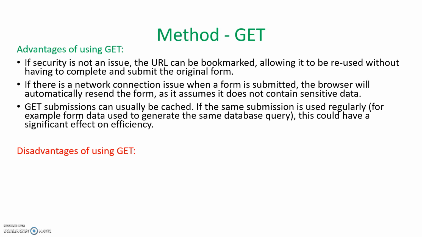Okay, the last thing is, I suppose, what I mentioned already, that the get submission can be cached and stored somewhere. So if it's something that you're looking for regularly, then it can have a real significant impact on your efficiency. If it's something you're doing again and again, it could be stored in your cache memory rather than all the way back in RAM or in your hard drive somewhere, and it means that your computer will work a little bit quicker.